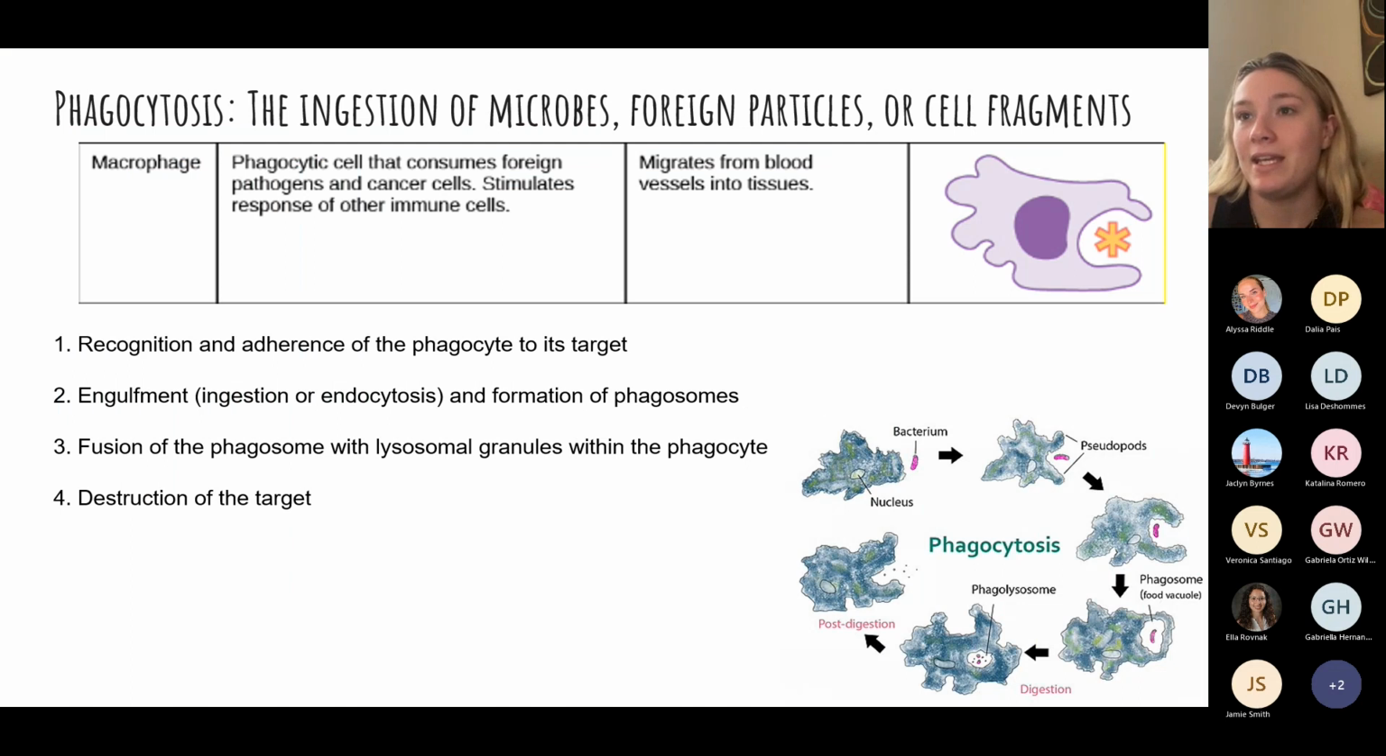So now we're going to talk about mechanisms of self-defense. Our phagocytosis is pretty good in our innate immune response. It's a pretty simple process, but essentially our phagocytes are like our engulfing cells that help ingest foreign objects, particles, bacteria. They recognize that there's a threat, they engulf it, they break it down, and they destroy the target.